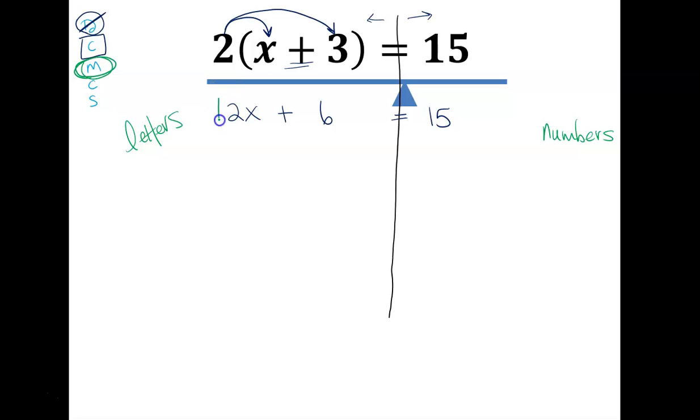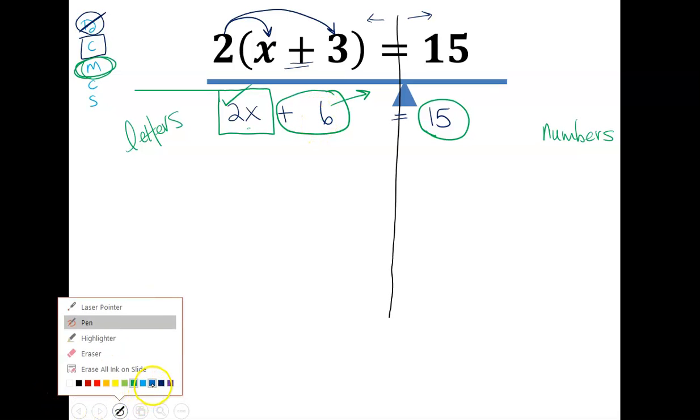Okay, so 2x is a letter, right? We're going to leave him here on the left. He's in good shape. He's where he needs to be. This 6 is not a letter. He's going to need to move. This 15 is not a letter, and I'm actually happy. He's a number. He's already on the number side where we want him to be. So I only need to make one move here, and then I'll be at my last step.